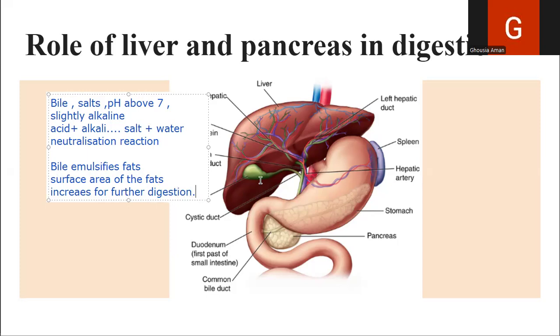Now, pancreatic juice is released and pancreatic juice is also alkaline in nature. So, complete neutralization is taking place. And pancreatic juice contains three enzymes. What are those three enzymes pancreatic juice contains?